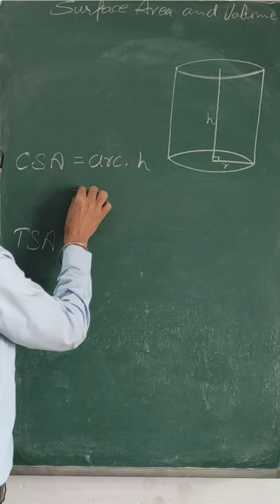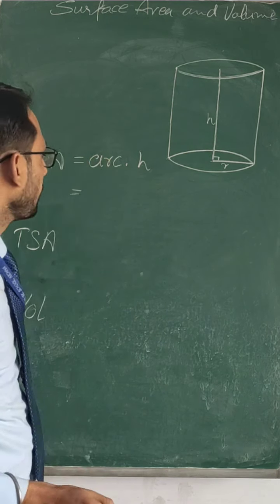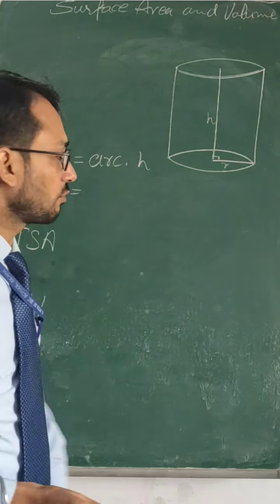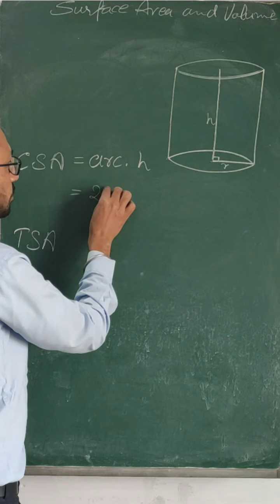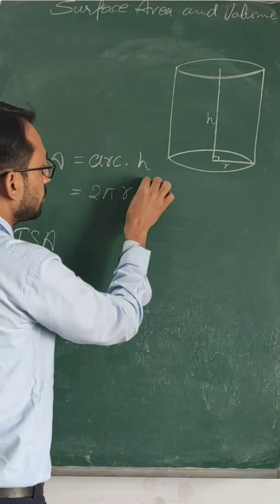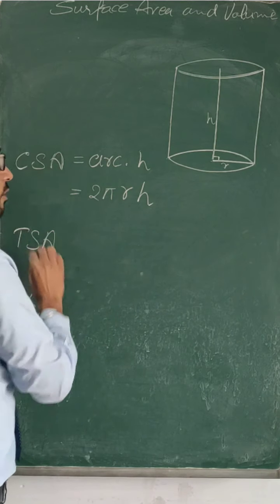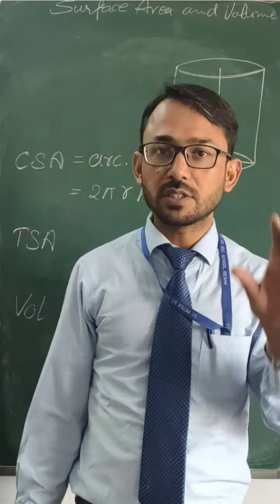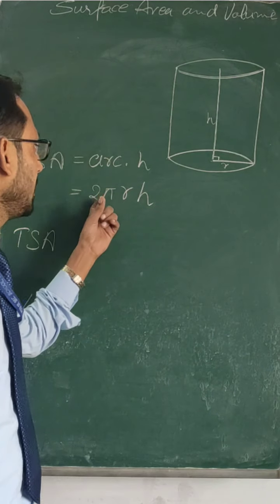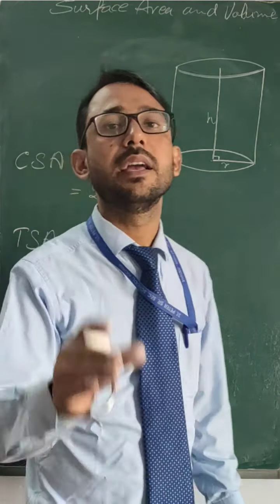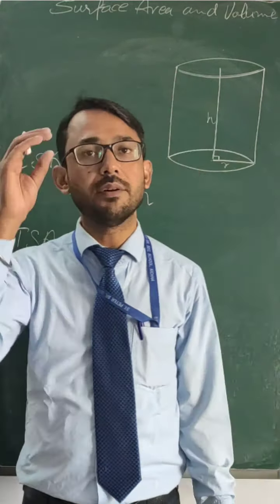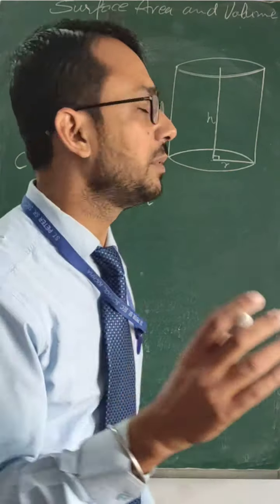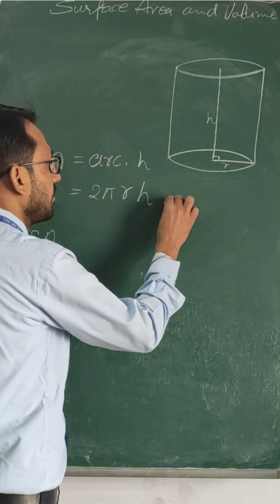Now the circumference of the circular base is 2 pi r, into height h. This will be the curved surface area. So the curved surface area, or lateral surface area, of this right circular cylinder will be 2 pi r h. So we have the idea of what the curved surface area of a cylinder is.